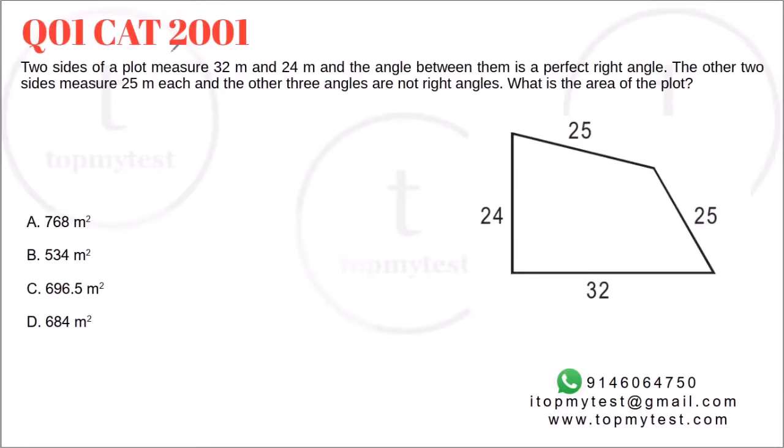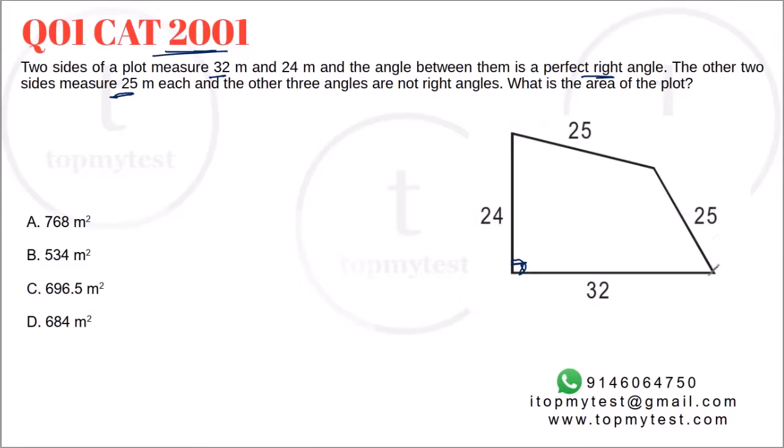First one is from CAT 2001. It says two sides of a plot measure 32 and 24, and the angle between them is a perfect right angle. The other two sides measure 25 meters each. The other three angles are not right angles. What is the area of the plot? Besides this, we don't have anything else.